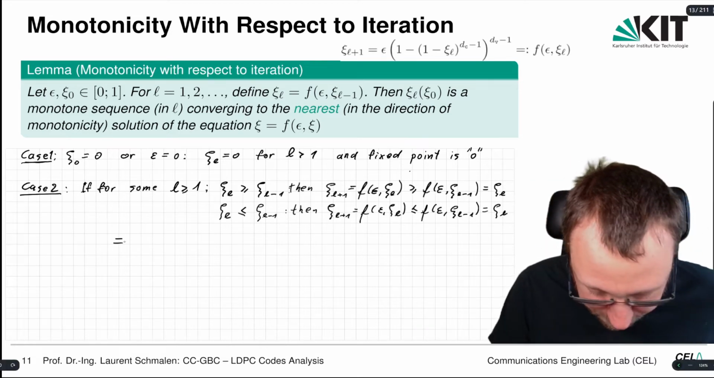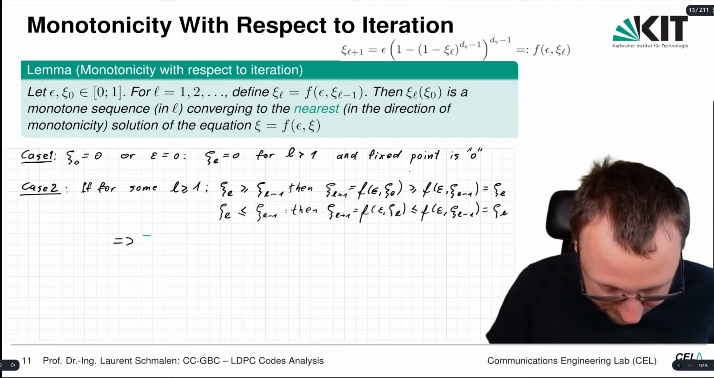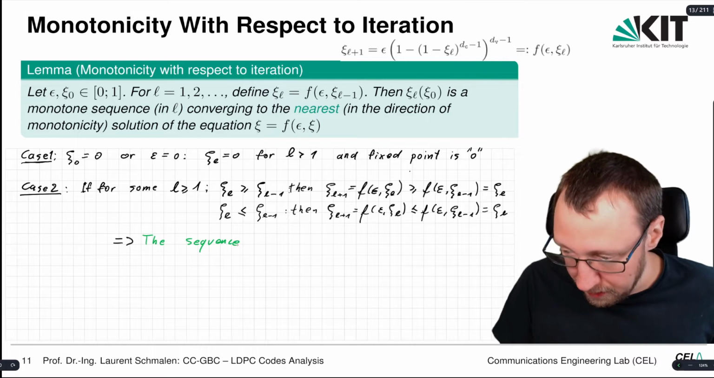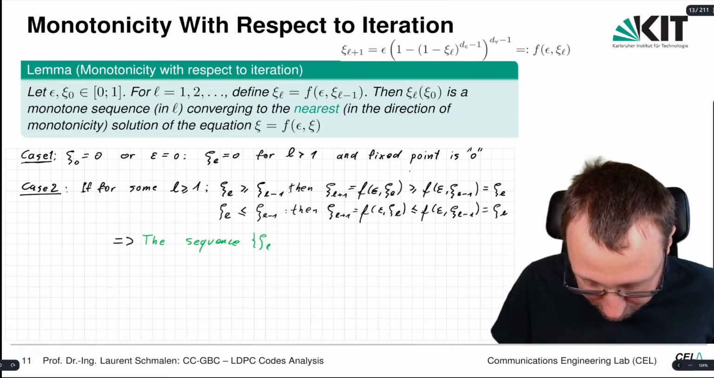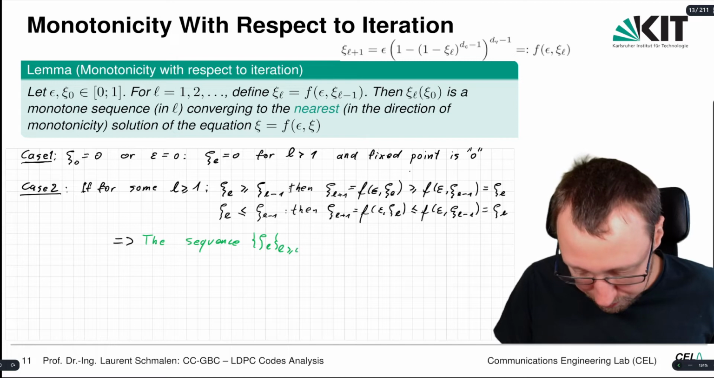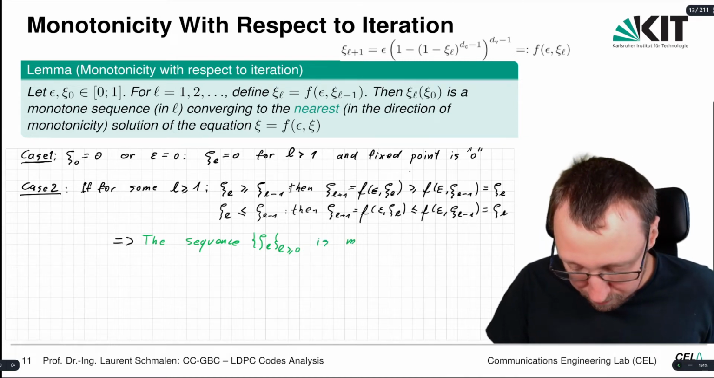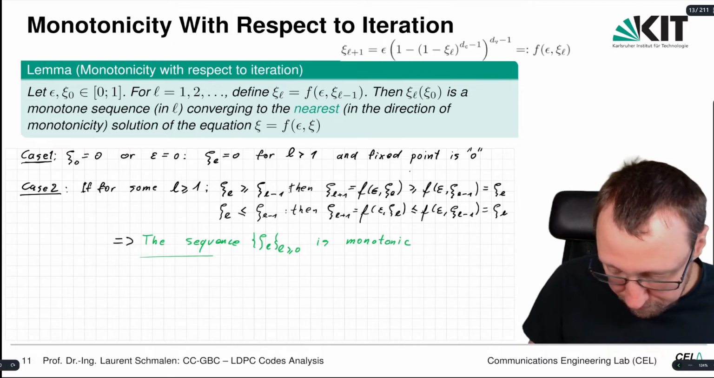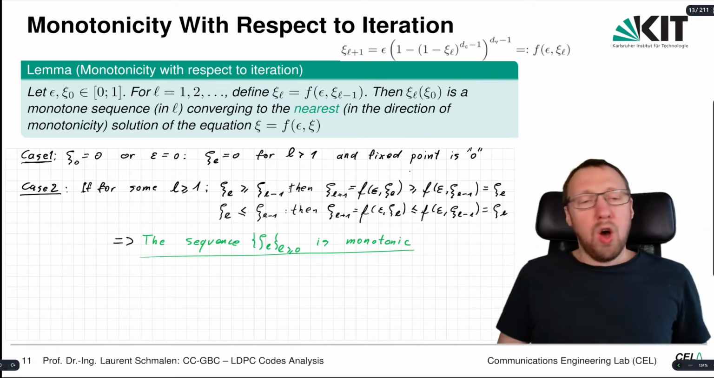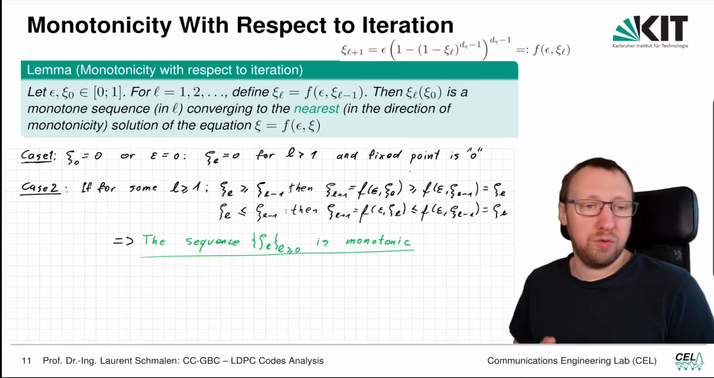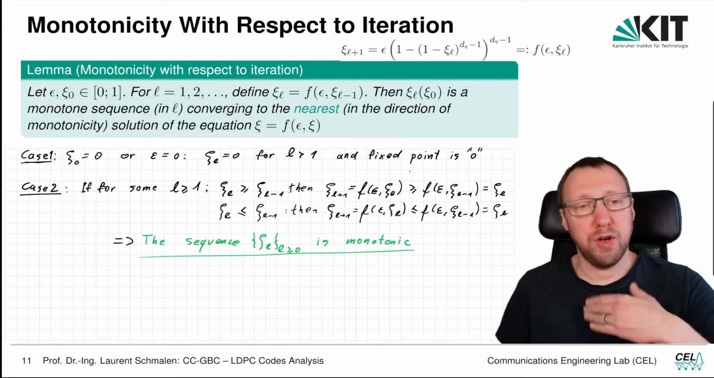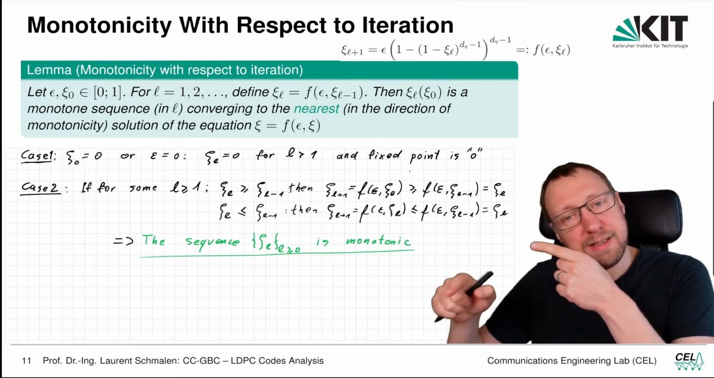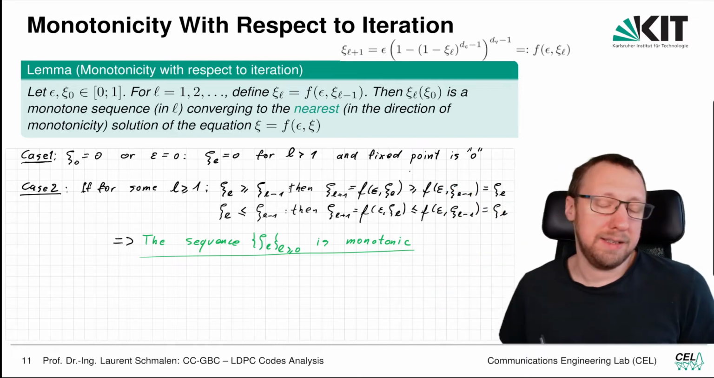So the first summary is that the sequence C_l for l larger or equal than 0 is monotonic. Okay, so now we just need to prove that this monotonic sequence converges to the nearest fixed point. So we'll always decrease and get stuck, or we'll always increase and get stuck.